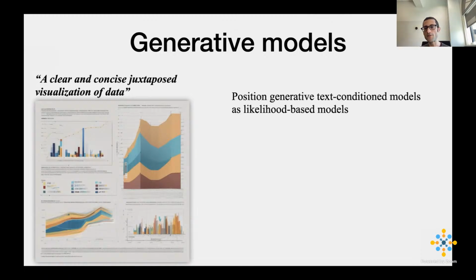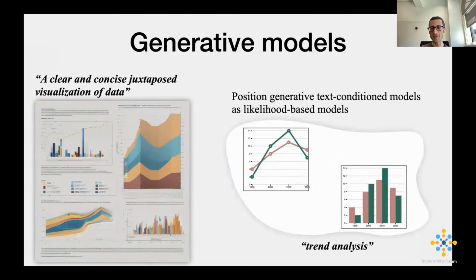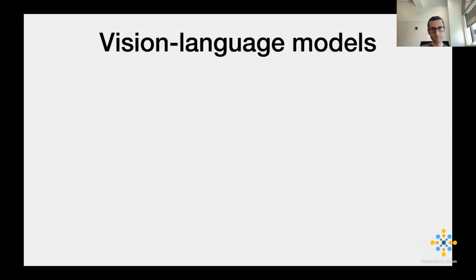And so rather than just treat this as more generative, we think that it's more beneficial to position these models as likelihood-based models. The idea would be that given some particular prompt, which is the user's objective, we would like to give a score, a likelihood, for any given image of how well that image satisfies the user's prompt. From that score, we can then devise better optimization methods in order to arrive at the optimal visualization.